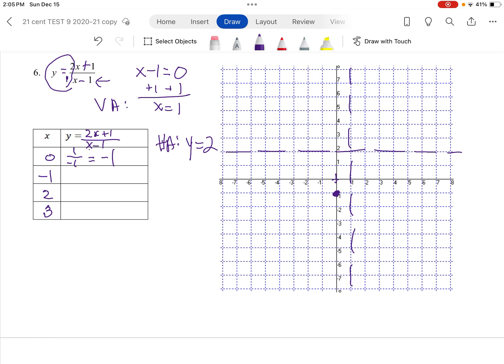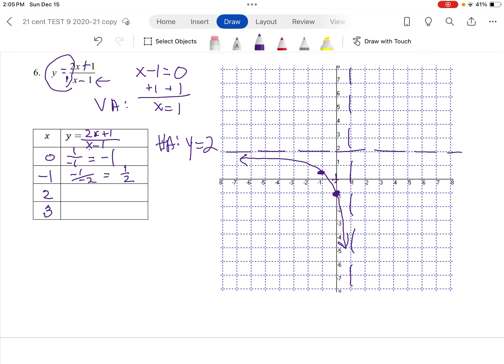Then when I put negative 1 in the numerator, I get negative 2 plus 1 is negative 1. And in the denominator, I get negative 2. Negative 1 divided by negative 2 is 1/2. Negative 1, 1/2. Hug, curve, hug.